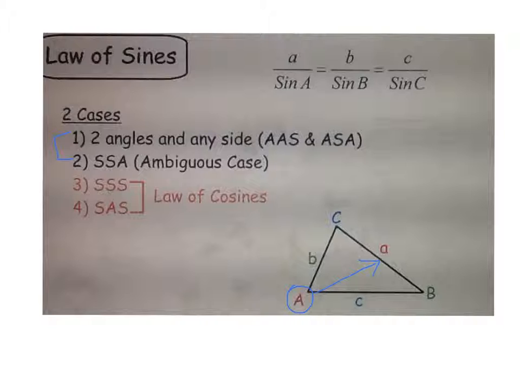We also have what's called the ambiguous case, side, side, angle, which in geometry you were told did not happen, which is true, but we're going to have an ambiguous case, which means it can make one, two, or no triangles.